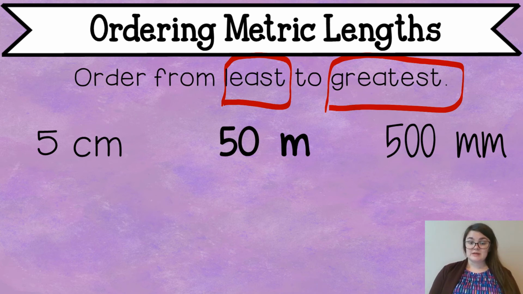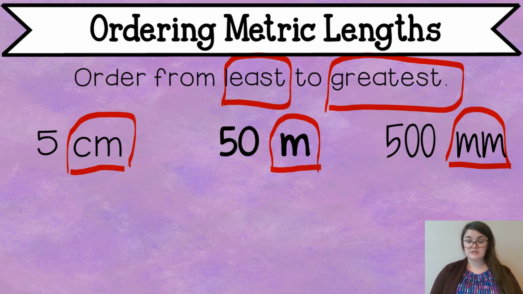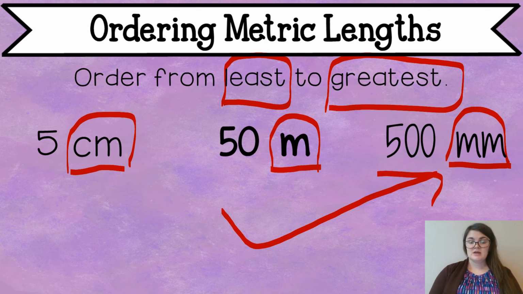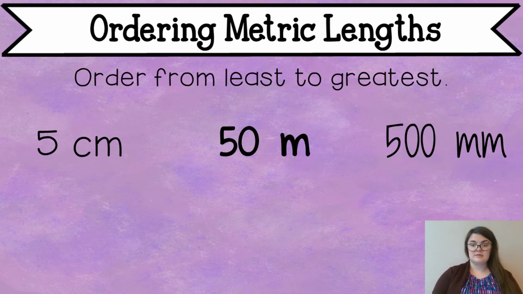Before we can do this, we need to look at our units. We need to decide which of our units is the smallest, and then we're going to convert all of the other measures to that same unit. So our centimeters, meters, or millimeters, which of those three is the smallest? Your answer, of course, should be millimeters. So that means we have to convert everything to millimeters.